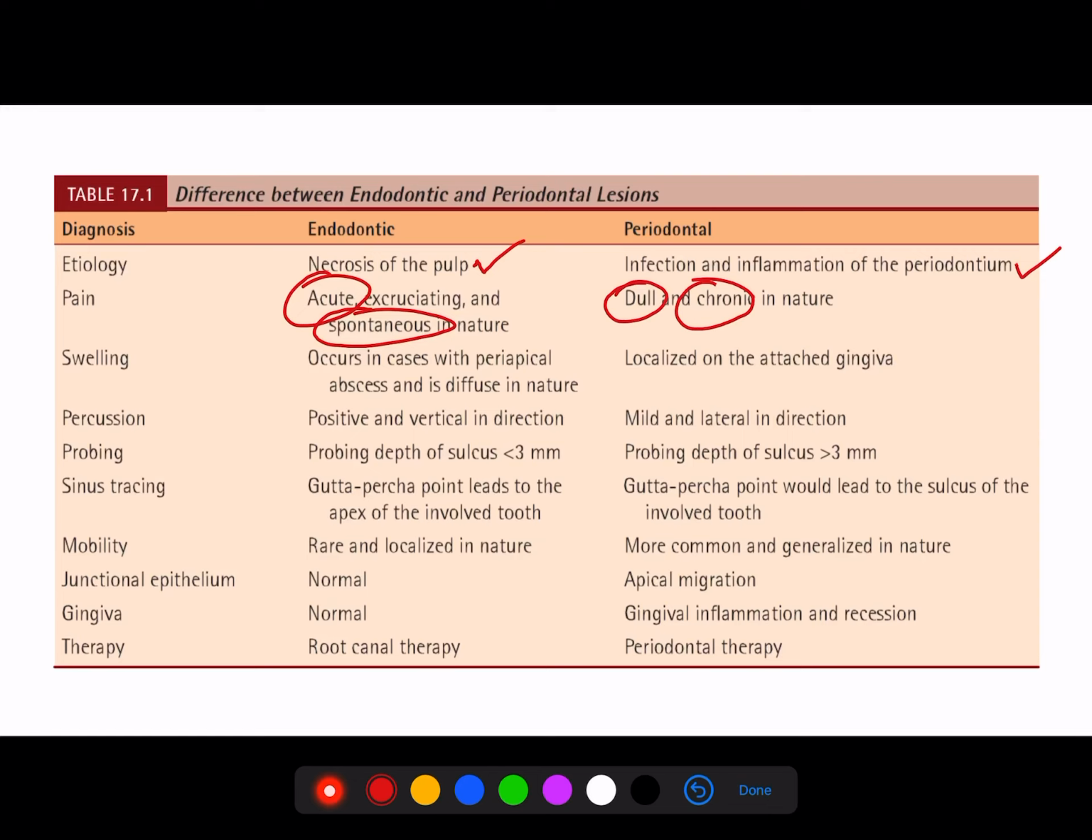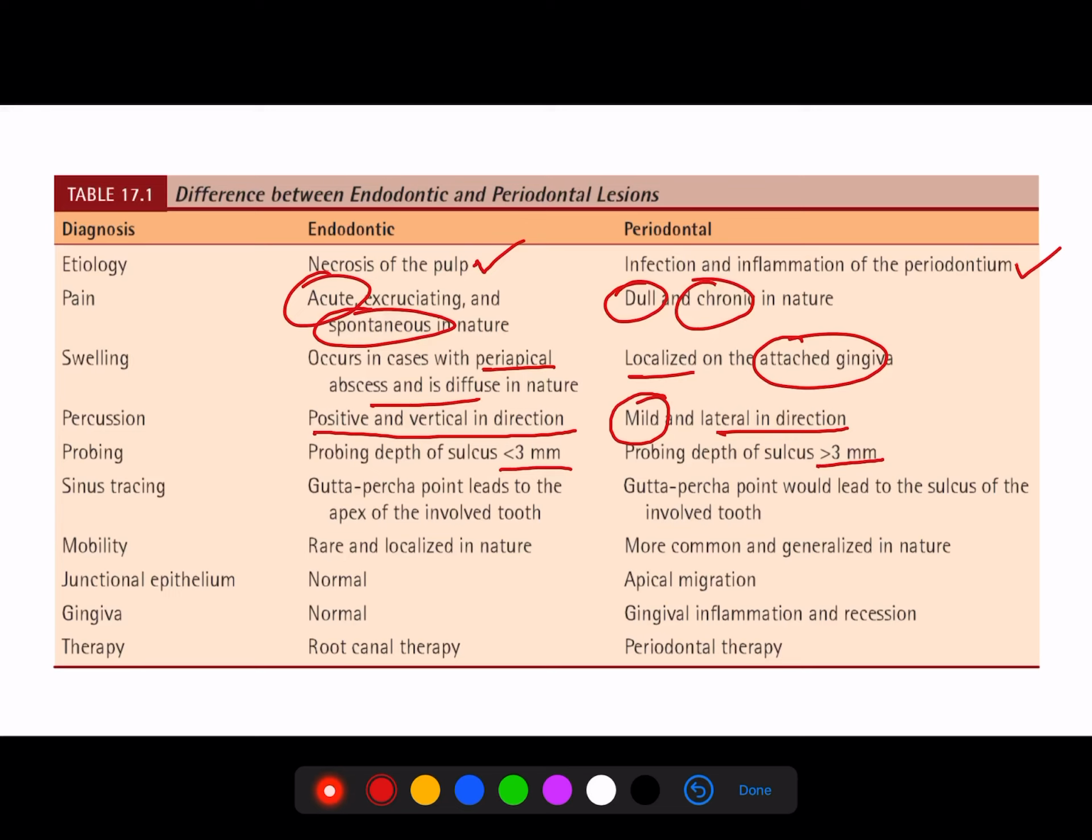Coming to the swelling, it regularly occurs in the periapical abscess, which is diffused, and in the periodontal lesion it occurs in the attached gingiva, which is localized. When I'm talking about percussion, it will be positive in the vertical direction and mild in the lateral direction. The probing depth is going to be normal in the endodontic lesion, and more than normal here.